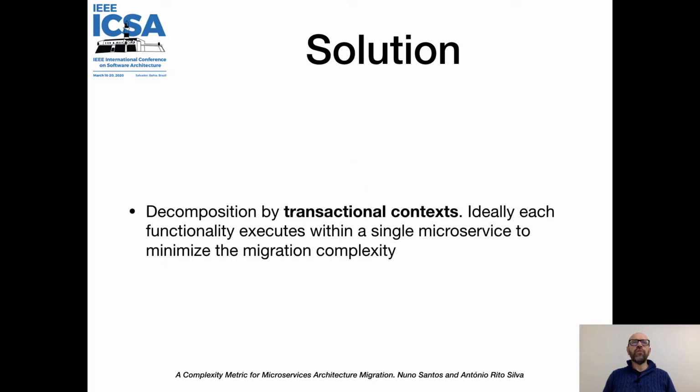Okay. So the solution is basically we try to decompose our system by transactional context. So ideally we would like each functionality to execute inside a single microservice in order to minimize this migration complexity, right? Because if each functionality executes inside a single transactional context, so in a single microservice, this will mean that the functionality will be basically atomic, and so there will be no impact.